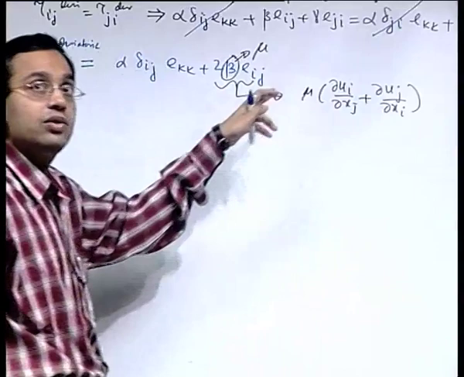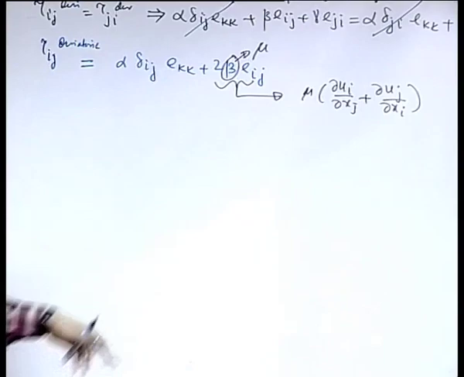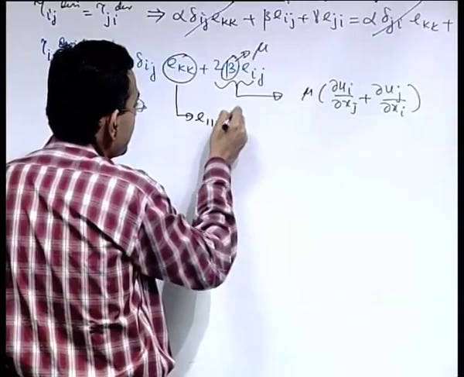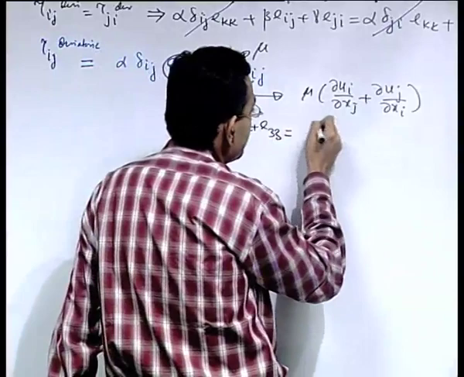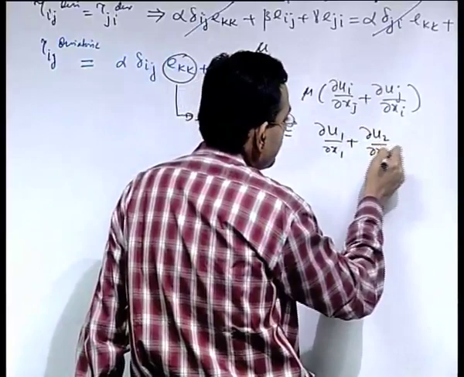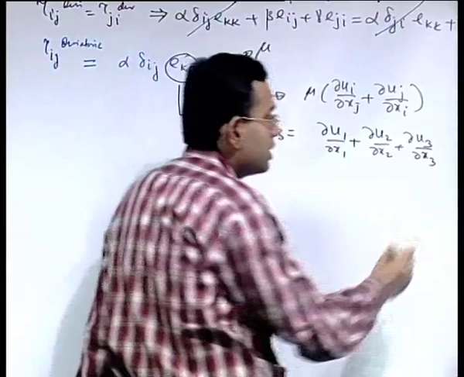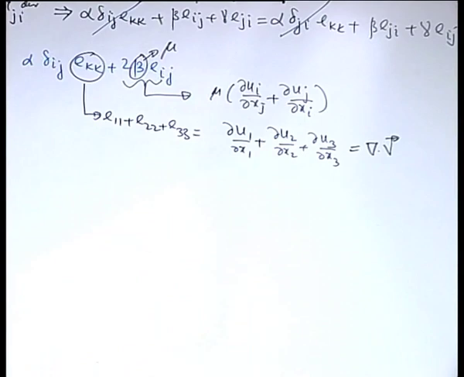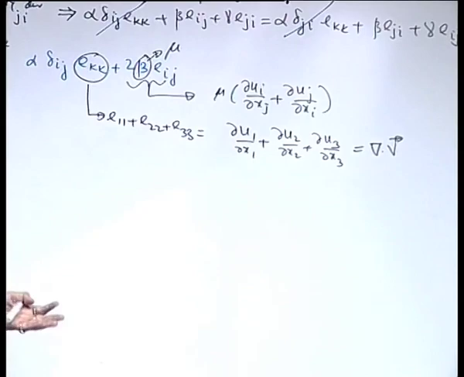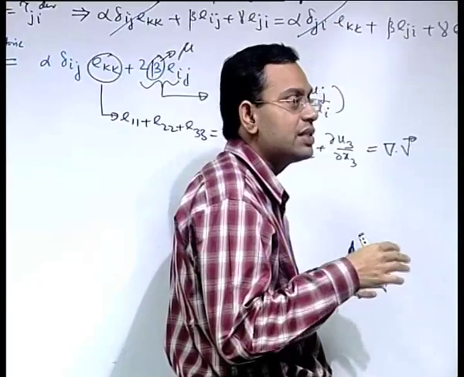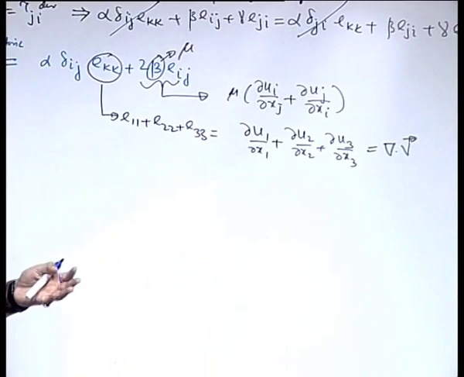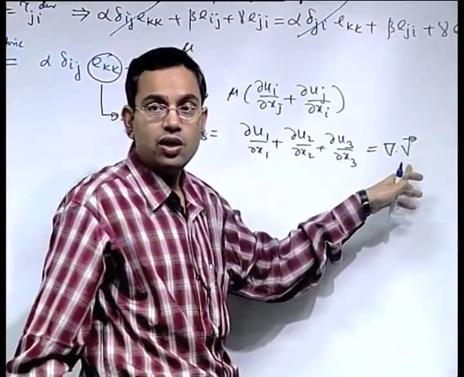This term is physically related to what? What is Ekk? Ekk is E11 plus E22 plus E33. So, it is nothing but the divergence of the velocity vector, which is an indicator of the volumetric deformation of the fluid. As you recall, if the fluid is not deforming in terms of its change in volume, that is, it is an incompressible flow, then you have divergence of the velocity vector equal to 0. So, incompressible flow means a fluid element will not change its volume and its volumetric strain is 0.